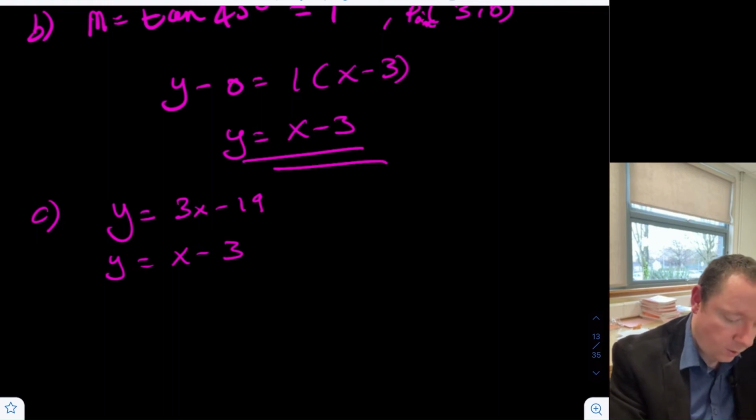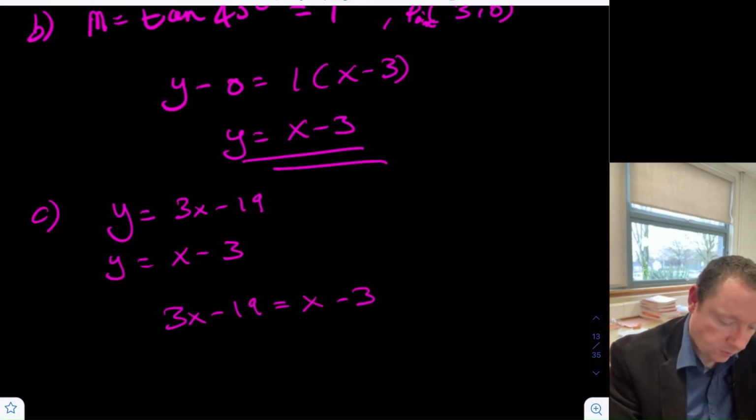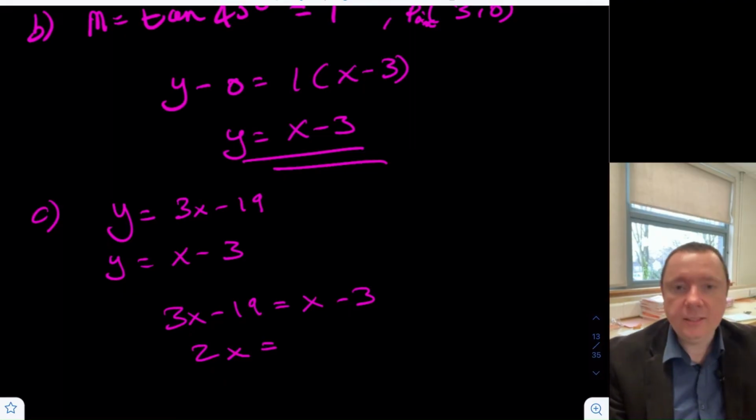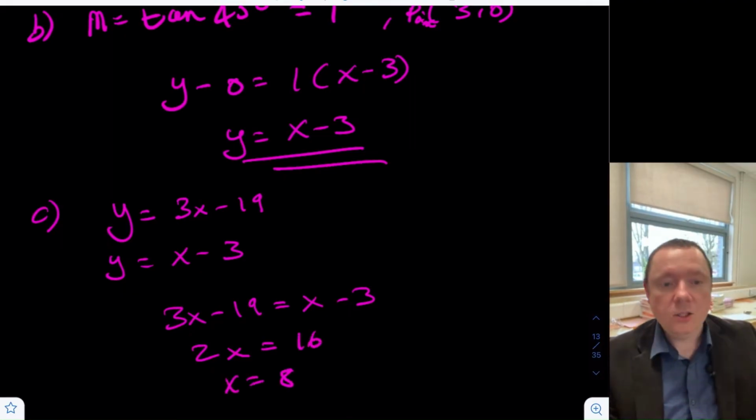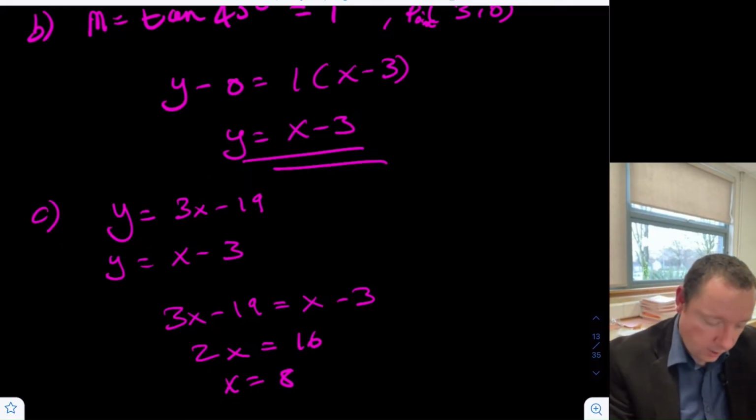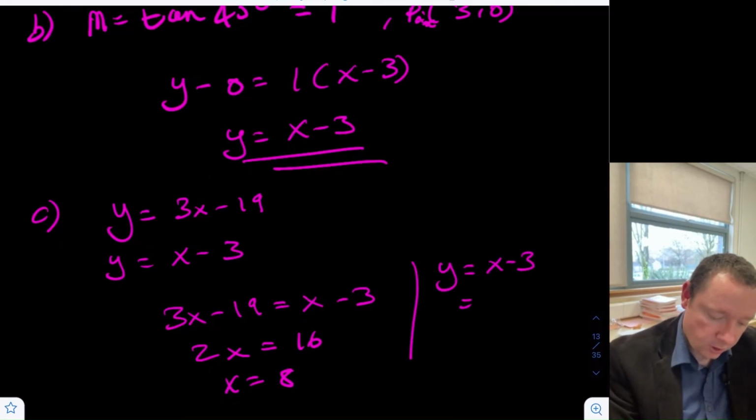Since they're both y equals, I can say that this side equals this side. So we get 3x minus 19 equals x minus 3. So 2x equals 19 take away 3, which is 16. x is equal to 8. So we get 8 and then sub it in to get y. Well, we know that y equals x minus 3, which is 8 minus 3, which is 5. The coordinates of the point of intersection are (8, 5).